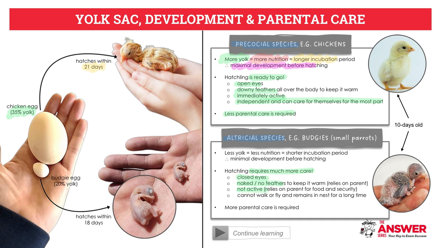They are not active in terms of finding food or hiding from predators. The parent needs to provide the food and protect them. They cannot walk and fly, so they remain in their nests for a long period of time. So in altricial species, we need a lot more parental care. In terms of how this relates to their egg structure, their eggs typically have less yolk, which means that the egg can only provide so much nutrition. So the incubation period is much shorter and therefore minimal development happens before hatching. Most of that development has to happen after hatching, and that's why they're born very dependent on their parents.